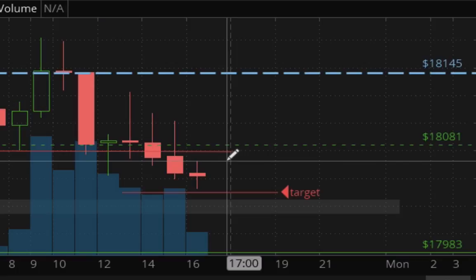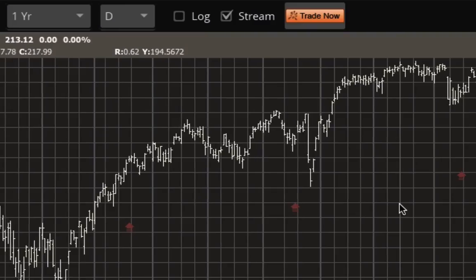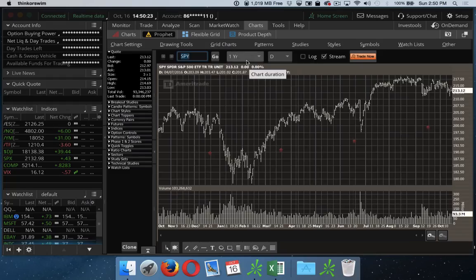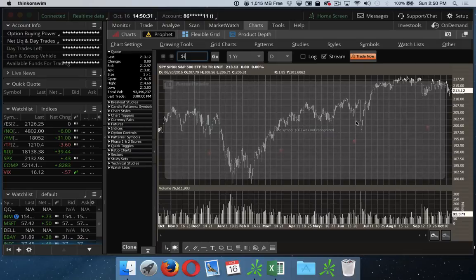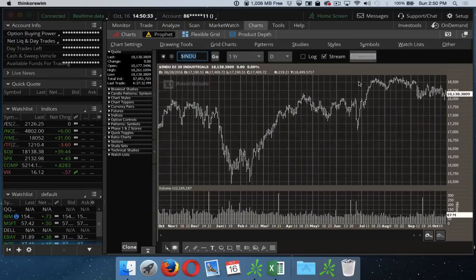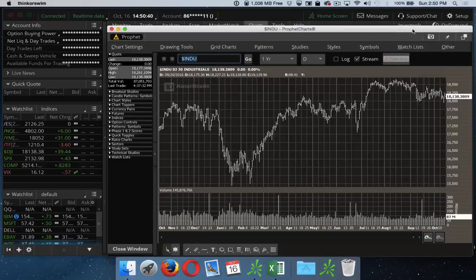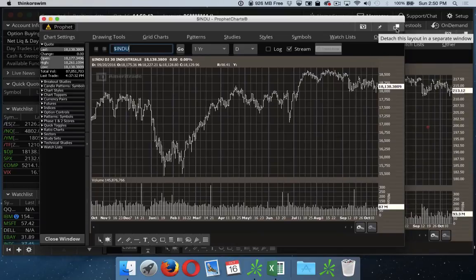In any case, now let's go to a daily chart. I'm also going to show you how I set up my screen. Let's go to this daily here on the SPY. On the profit charts, I have to use INDU for this. All right, let me pop this out, and I'll make it bigger.